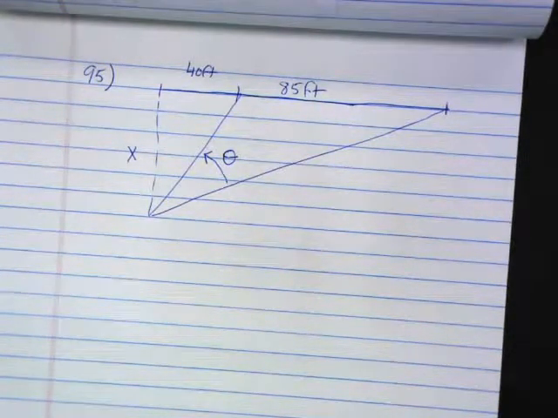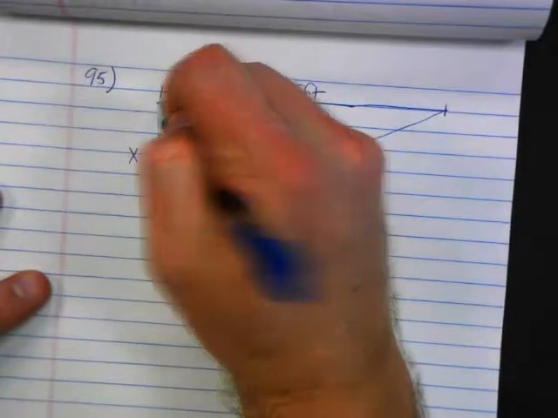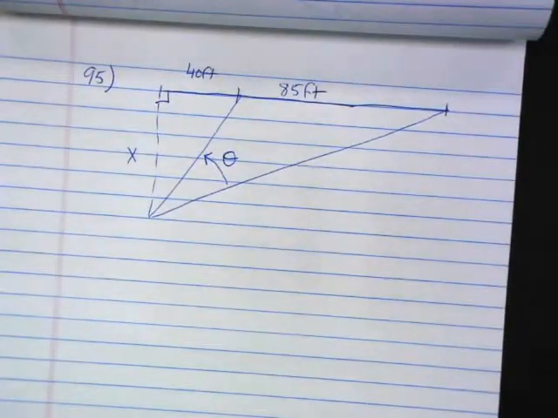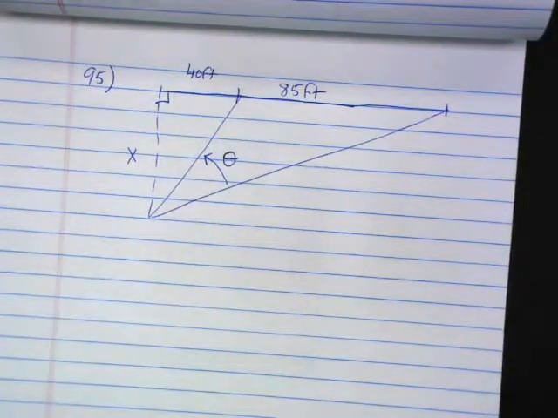The question says a billboard 85 feet wide is perpendicular to a straight road, so that's a right angle, and 40 feet from the road. Find the point on the road at which the angle theta subtended by the billboard is maximum. I like that word, subtended. That's not a word you get to use every day.